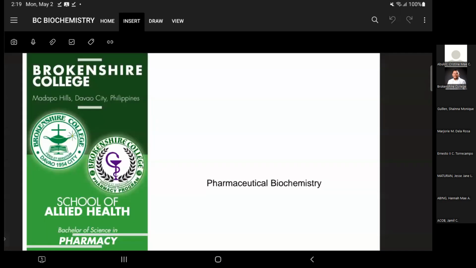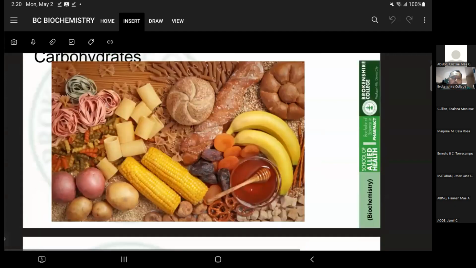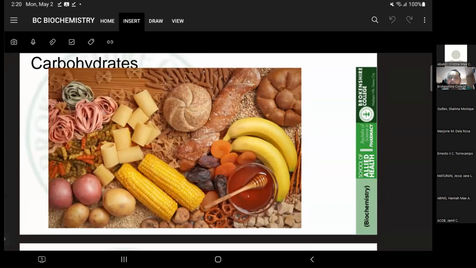For this afternoon's discussion, we will be discussing carbohydrates. Our objectives for this topic are, number one, to define or describe what carbohydrates are. Second, to know the chemical and physical characteristics, or the chemical and physical properties, of carbohydrates, to enumerate the classification of carbohydrates as well as the members of each classification, and also to look into the significance of each example of those carbohydrates. So those are our objectives for this afternoon.